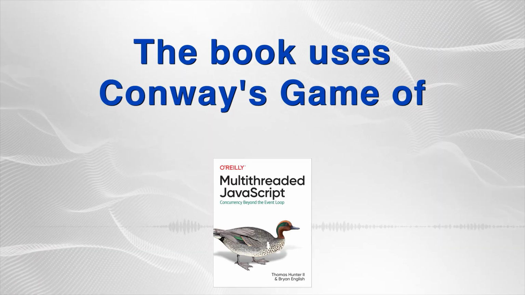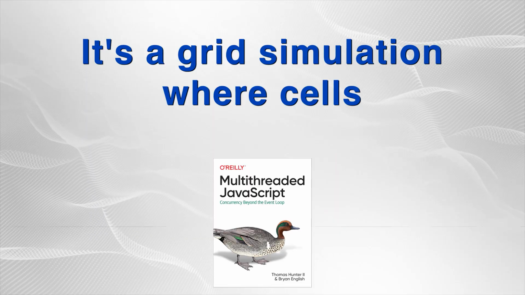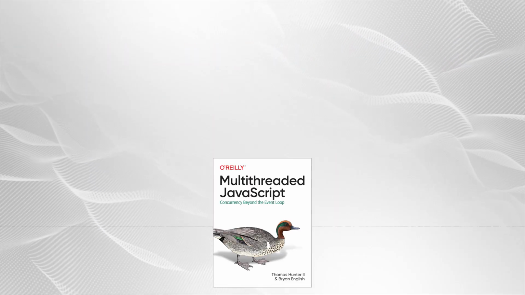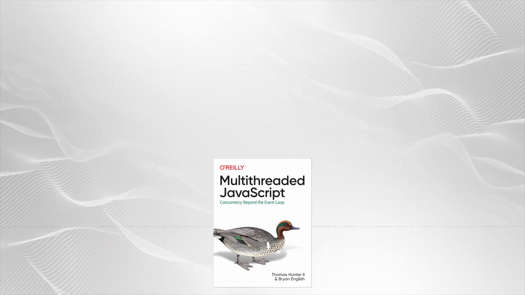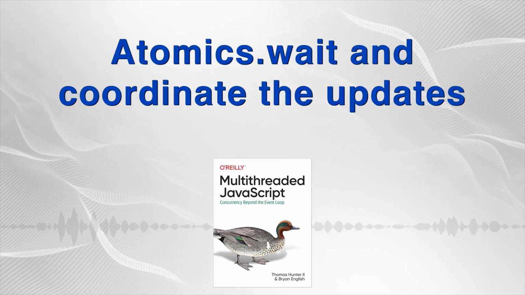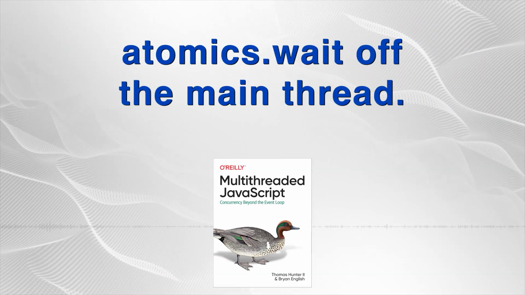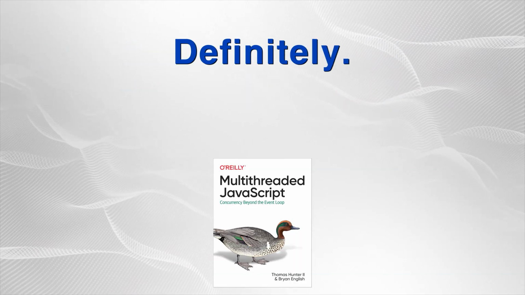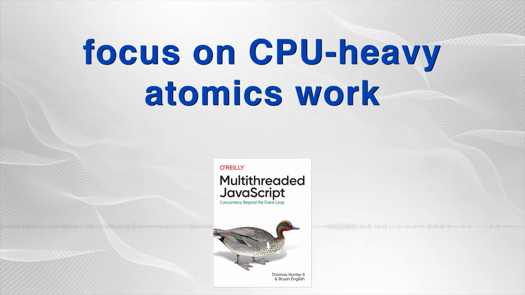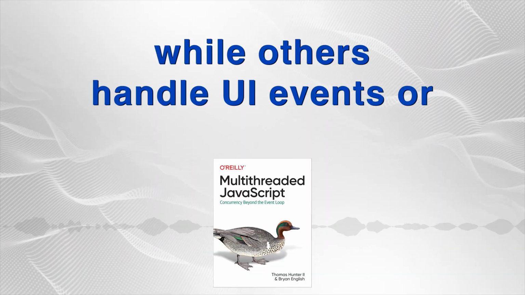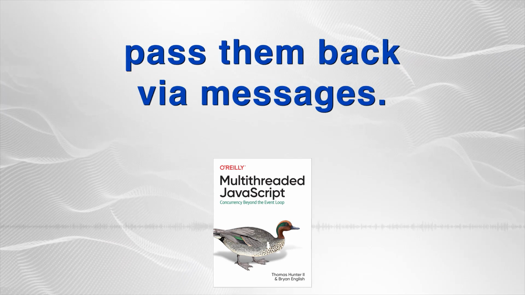The book uses Conway's Game of Life as an example. How does that fit? It's a grid simulation where cells change based on neighbors. Perfect for showing threads working together on shared data. The grid's stored in a SharedArrayBuffer. Atomics.wait and notify coordinate the updates between calculation steps. And the advice is to keep Atomics.wait off the main thread. Definitely. Design your application so some threads focus on CPU-heavy atomics work while others handle UI events or I/O. You can use bridge threads to wait on results and pass them back via messages.